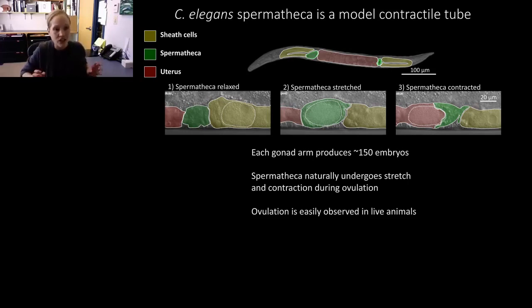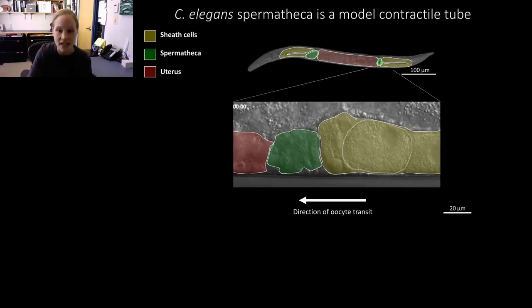We like to use the spermatheca for a few reasons. One, it has discrete and predictable events of being relaxed, of being stretched by the incoming oocyte, and then producing coordinated contractions after fertilization. So all of our stretch and contraction experiments happen in vivo without us having to manipulate the system. Additionally, this has to happen 150 times per spermatheca, meaning the system must be very robust, and all of this is easily visualized in live animals.